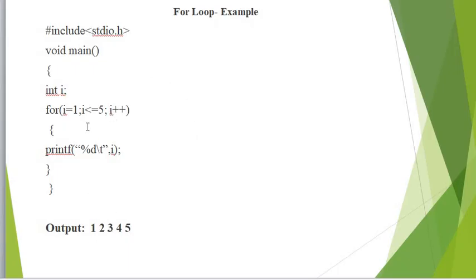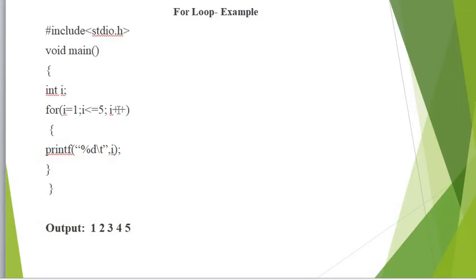Now the value is incremented from 3 to 4. 4 less than or equal to 5. The condition is true. So the value 4 will be printed. Now again increment. The I is incremented to 5. 5 less than or equal to 5. The condition is true. So the output 5 will be printed.